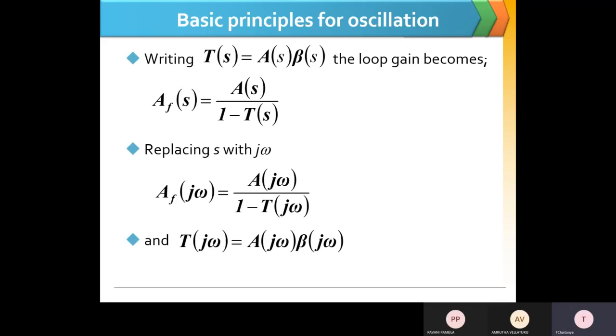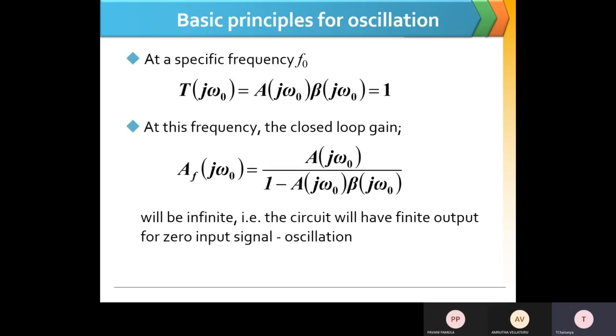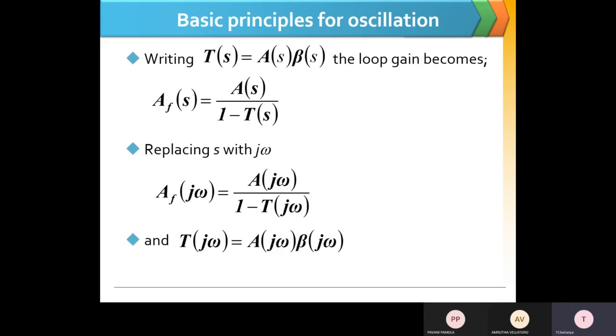Here s means the Laplace domain. We can convert that Laplace domain into the frequency domain by substituting s by j omega. Then we get Af of j omega equals A of j omega by 1 minus T of j omega. From this expression, we get the transfer function T of j omega. T of j omega is nothing but A of j omega into beta of j omega in terms of frequency. This is in terms of the s domain.